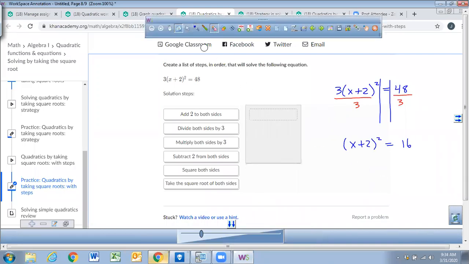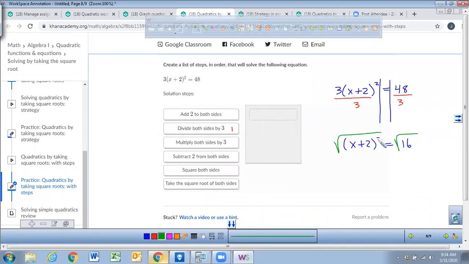What is step number 2? Take the square root. Why do we have to take the square root? Because that's being squared, so we have to take the square root of both sides. That's step 2. We're left with x plus 2. Oh, we don't need that parentheses anymore. It's okay. Sorry. x plus 2.